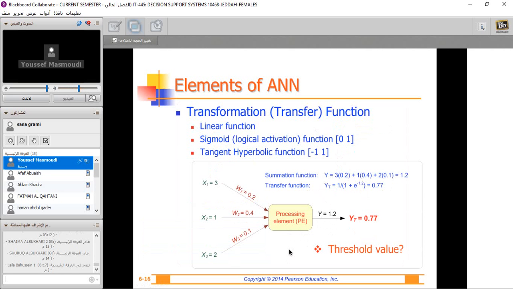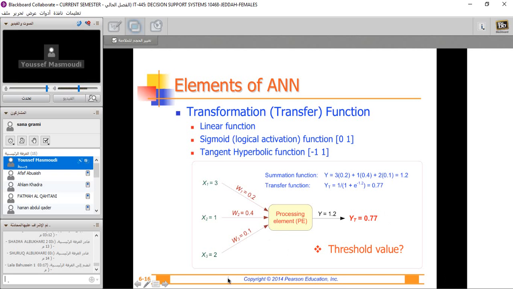The transformation or transfer function of the summation can be a linear function. It can be a sigmoid function, that means between 0 and 1, and sometimes it's the hyperbolic tangent function.